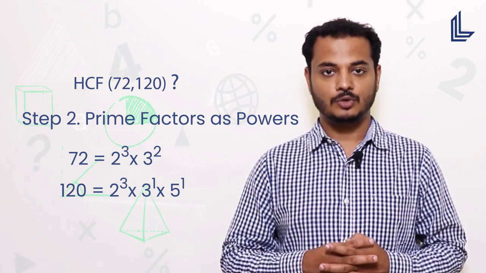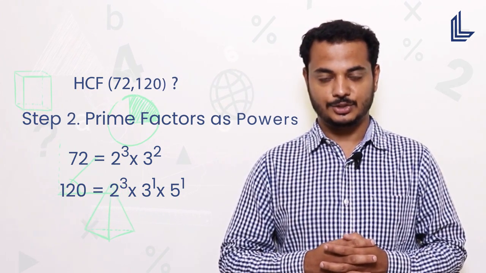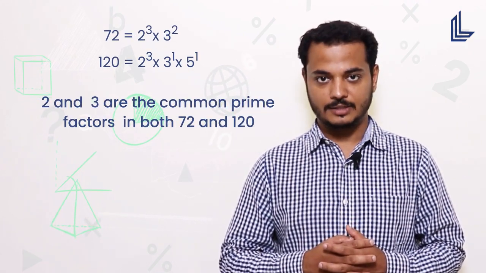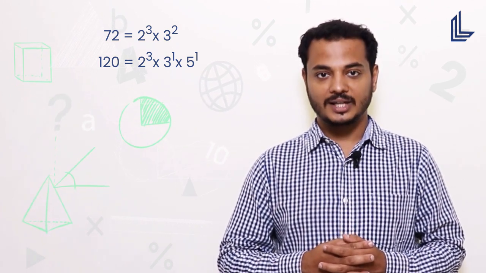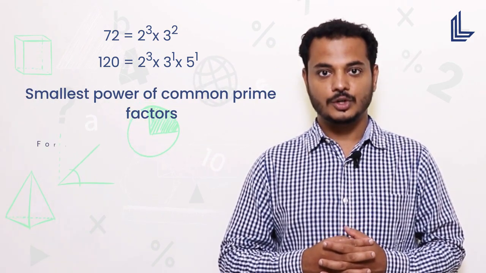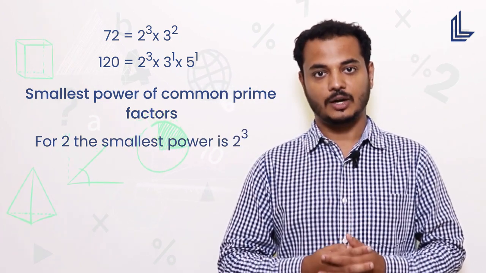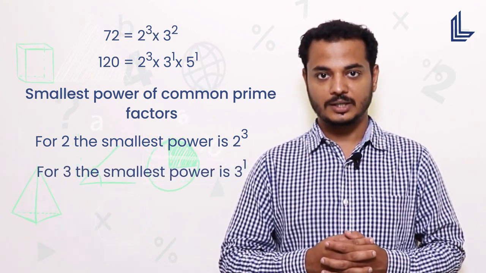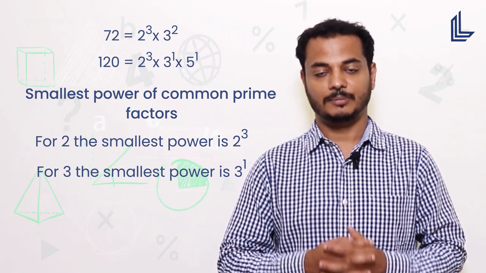Once you have done that, you have to observe these numbers closely. Look for the common prime factors in each of these numbers. We can easily see that 2 and 3 are the common prime factors in both 72 and 120. And what do you do next? You take the smallest power of these common prime factors. For 2, you can see that there is 2 cube in both 72 and 120, so you take out 2 cube. For 3, you can see that 3 power 1 is the smallest power of the common prime factors, so you take out 3 power 1.